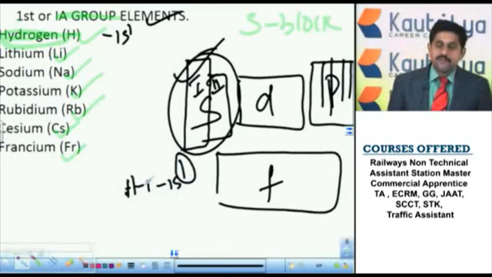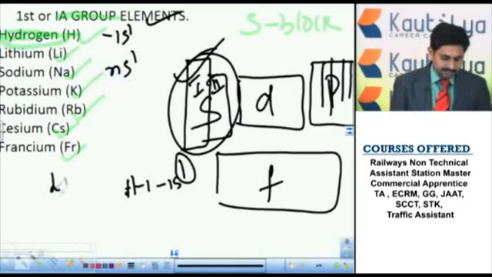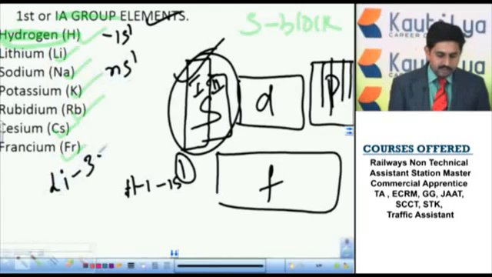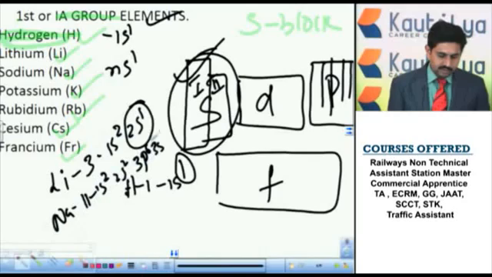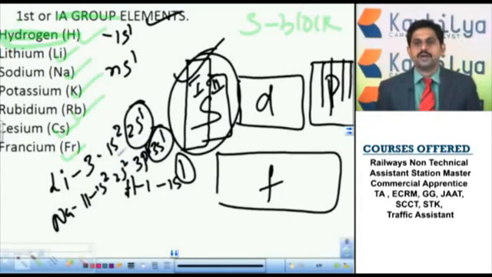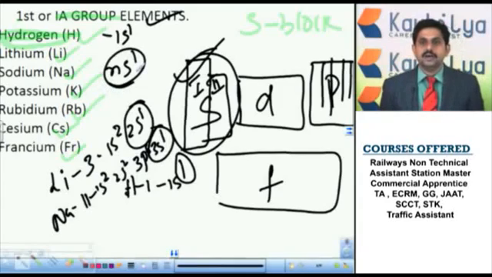The general electronic configuration of these elements is ns1, that is, the outermost orbit consists of one electron. For example, lithium, atomic number 3, is 1s2 2s1, so the outermost orbit has 1 electron. Sodium, atomic number 11, is 1s2 2s2 2p6 3s1. Here also it is 1. So commonly, the electronic configuration of the first group elements is ns1.